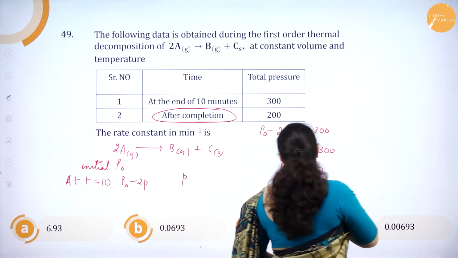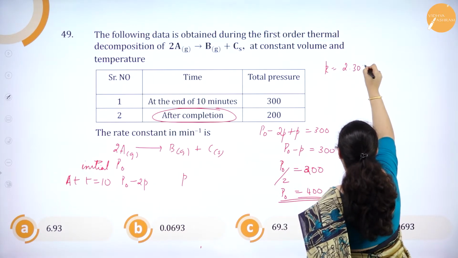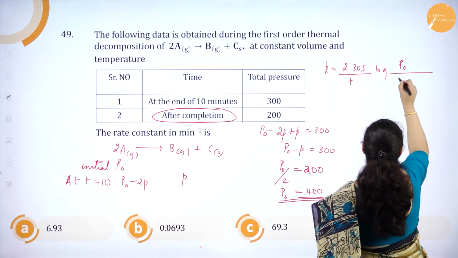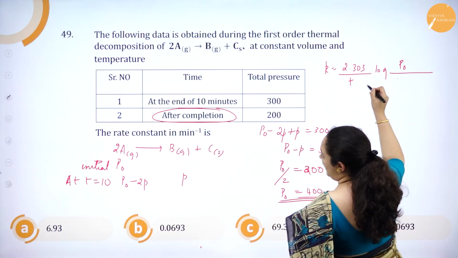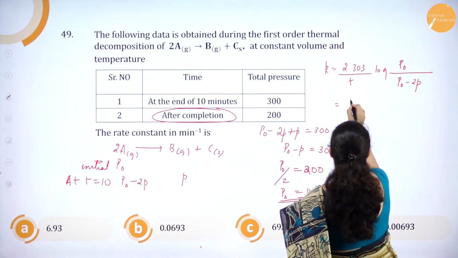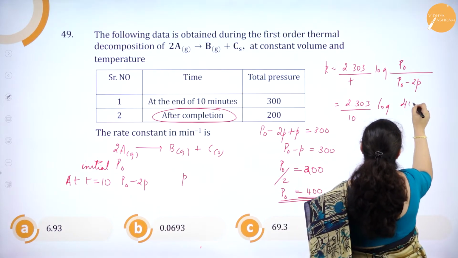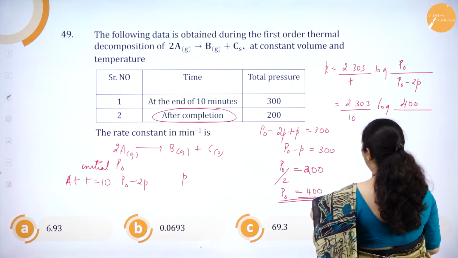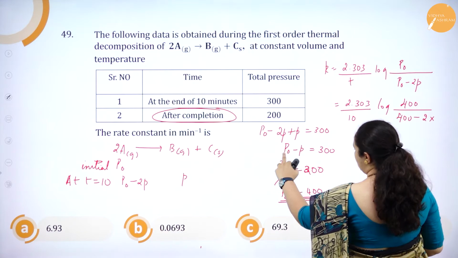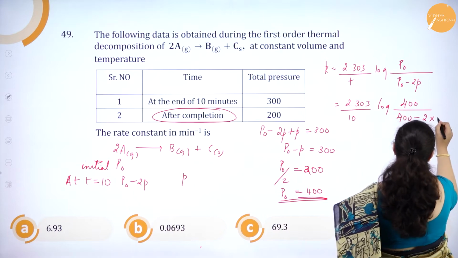Thus, how do we solve this? We have to put in the equation K is equal to 2.303 by t log of P naught by the concentration of A after time t, which is P naught minus 2P. So this will be 2.303 by 10 log of 400, that is the P naught value, divided by 400 minus 2 into P, where P is P naught minus 300, that is 100.